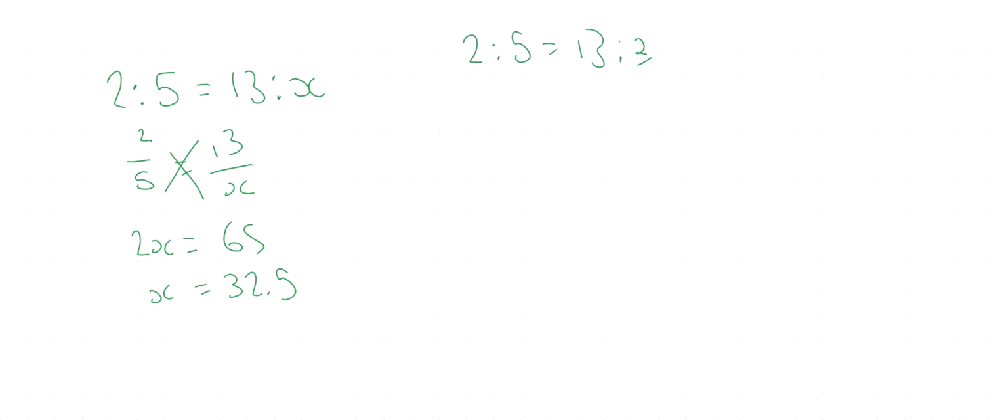Whoops, that's not an X. All right, so what he's saying is that I could divide this by 2. So this is 1 to 2.5, and then I'm going to halve this. So this is also 6.5 to half of x.